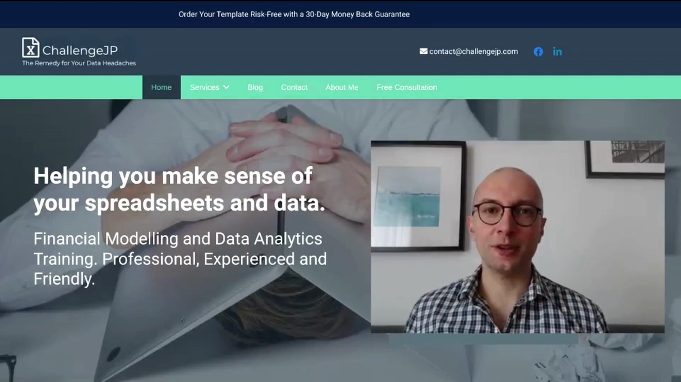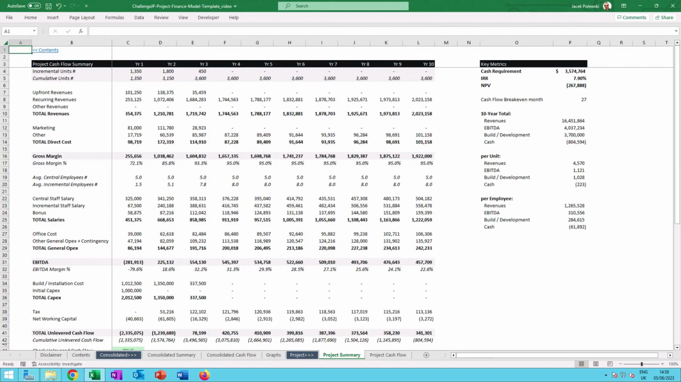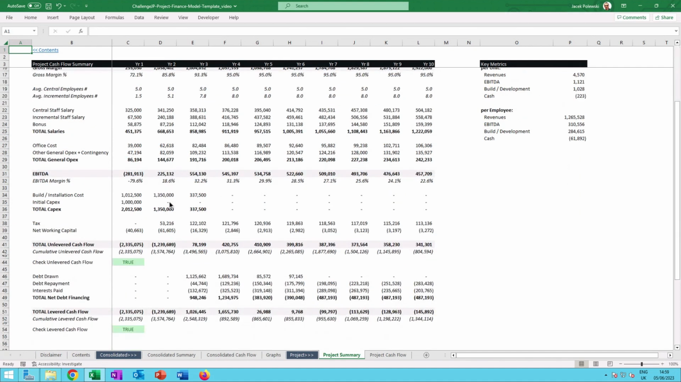My name is Jacek, and today I'm going to show you how to create a project finance model in Excel. Okay, first of all, let's start with the structure of the model itself. I'm going to start by showing you how to create a simple cash flow for a project finance model. I'll show you very quickly how to create a forecast of revenues, then costs, then other items such as capex, tax, and working capital to get us to an unlevered cash flow, so the cash flow before any debt injections.